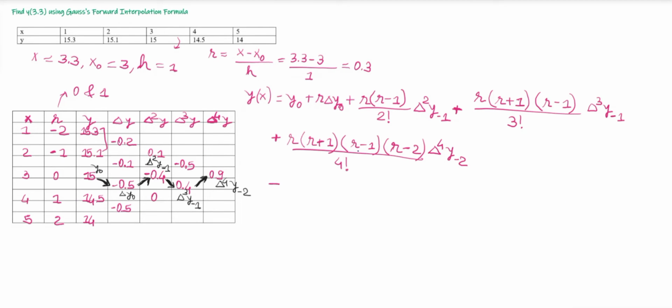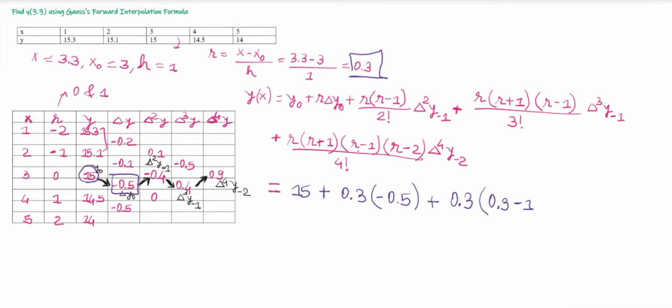Now we just need to input all of these values. If you have shown the arrows correctly, then definitely you will get the correct answer while you use the Gauss forward interpolation formula, because everything just depends on these arrows. Now our y0 is 15, delta y is minus 0.5, r we have found, which is 0.3. So just place these values.